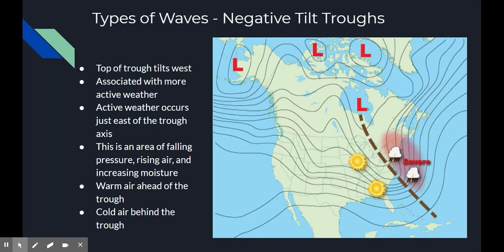There are many different types of wave patterns that give us different kinds of weather. We'll start off here with the negatively tilted troughs. They're called negatively tilted troughs because the top end of the trough is more to the west than the southern end of the trough. It's associated with more active weather, especially just to the east of the trough axis, pretty close to the trough. And this is where most of your active weather is. It's an area of falling pressure, rising air, and increasing moisture. You have warm air ahead of the trough, cold air behind the trough.